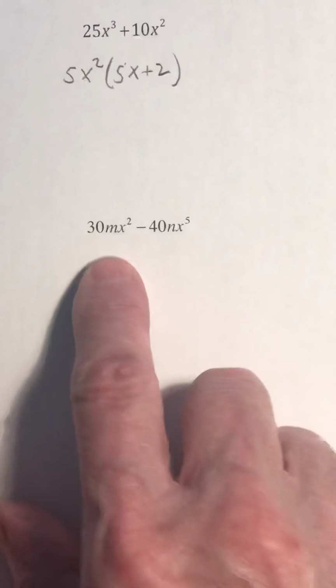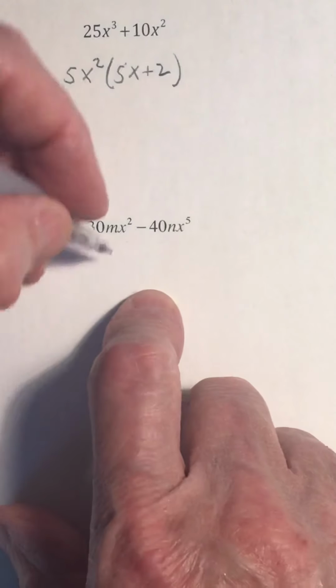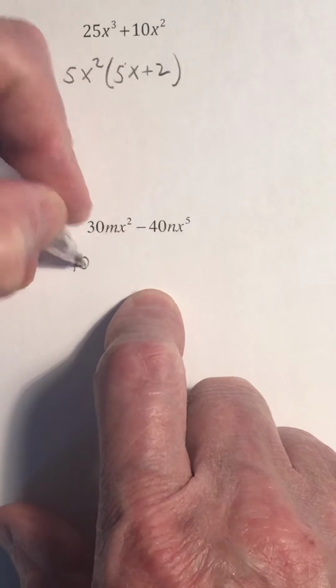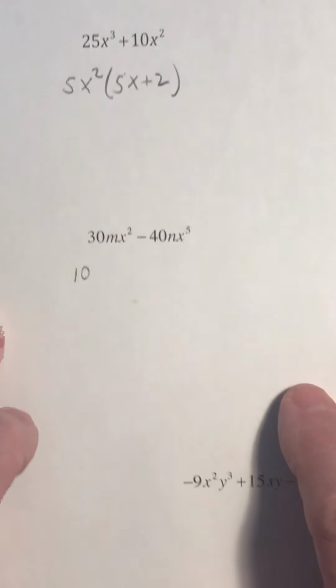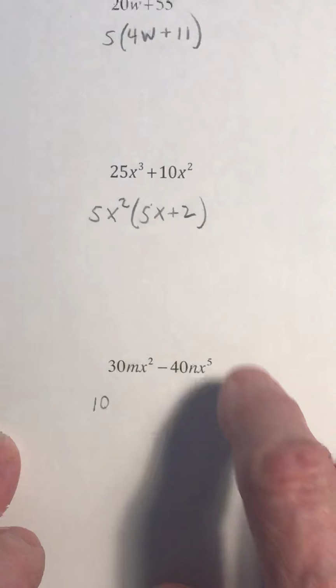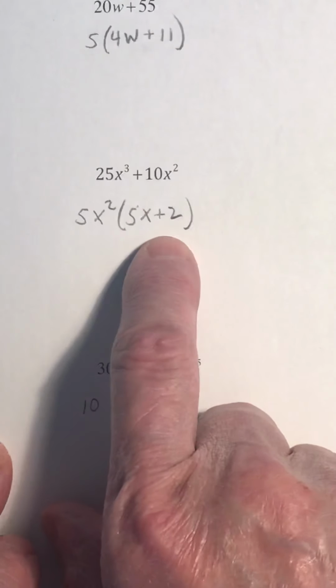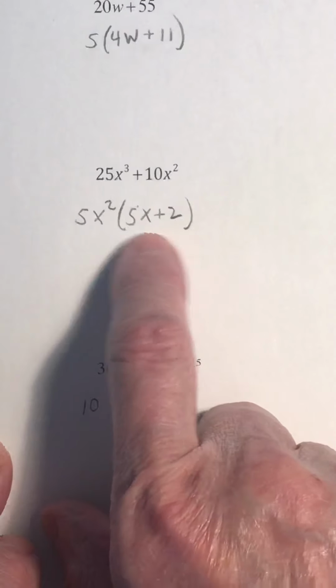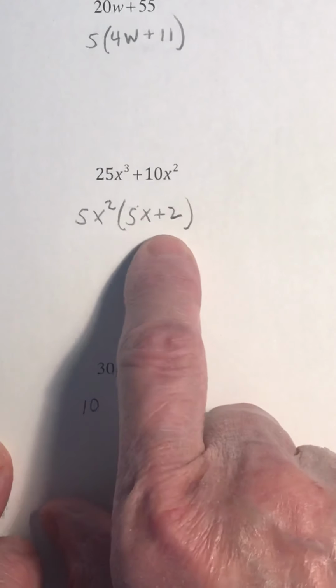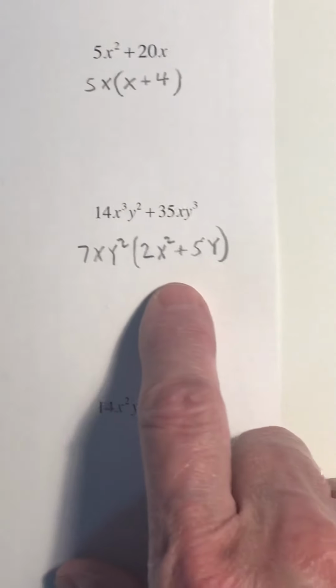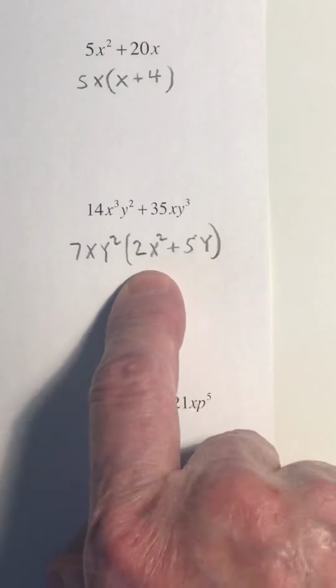Not too bad, I hope. 30 and 40, I guess 10. By the way, as we finish each one of these, if we've made this as large as possible, what we put in the parentheses should have no common factors. See, there's nothing that goes into 5x and 2. There's nothing that goes into 2 and 5 and x squared and y, etc.